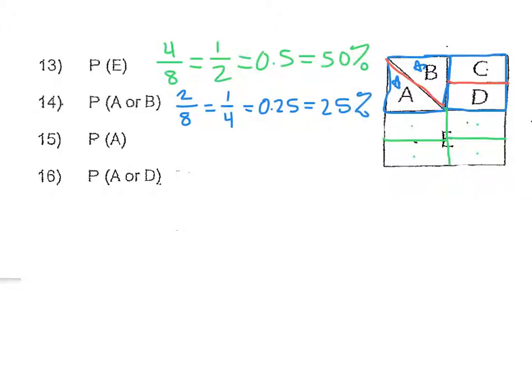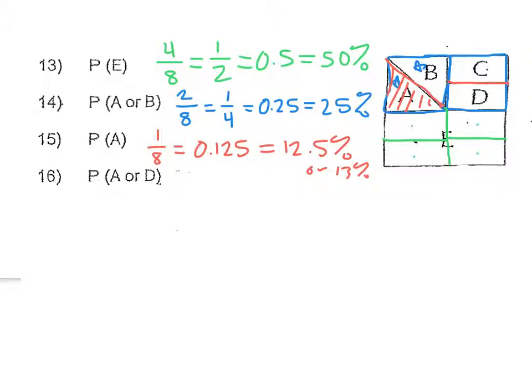All right, the probability of getting A. Well, A is just 1 section out of the 8 total, and 1 divided by 8 does not simplify. When you divide, you get 0.125, which is the same as 12.5%. Or you could say 13% if you rounded.